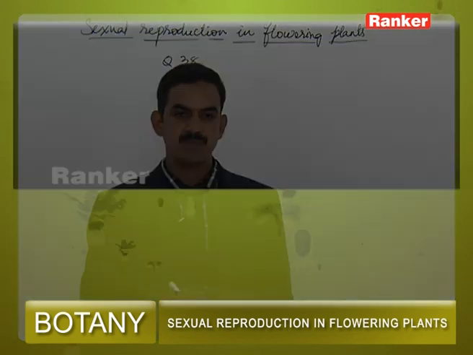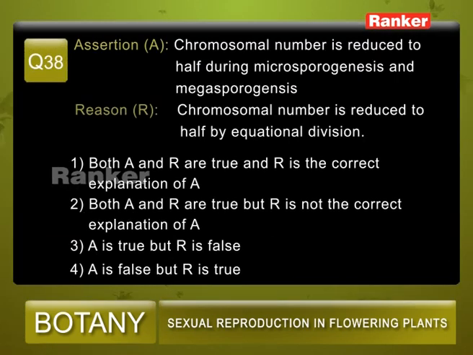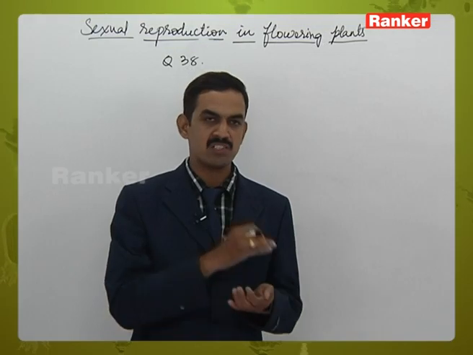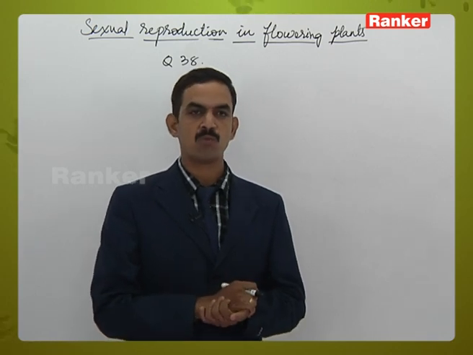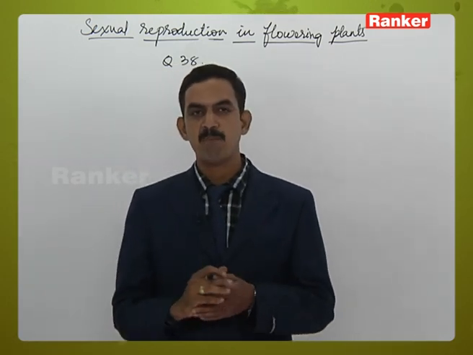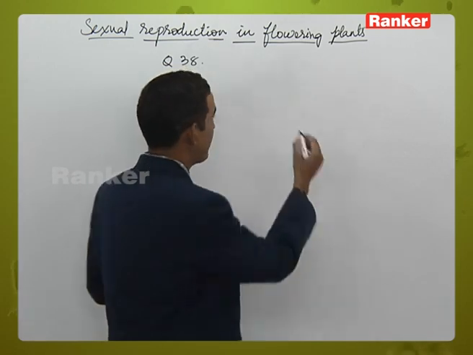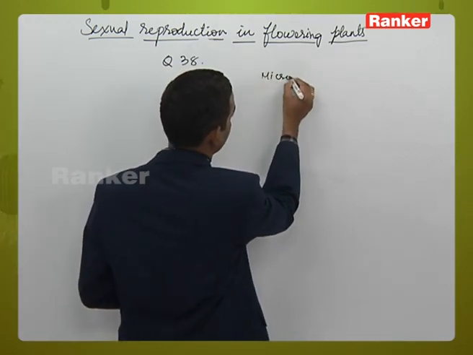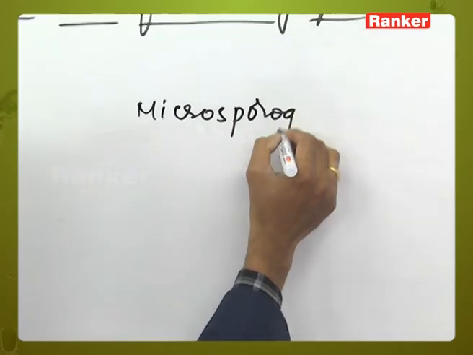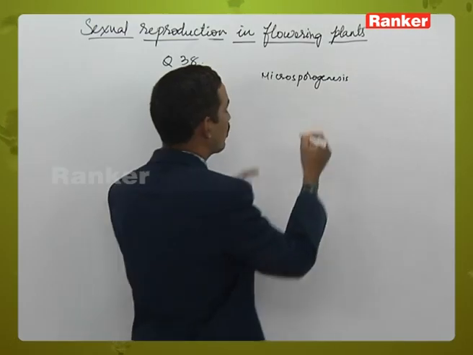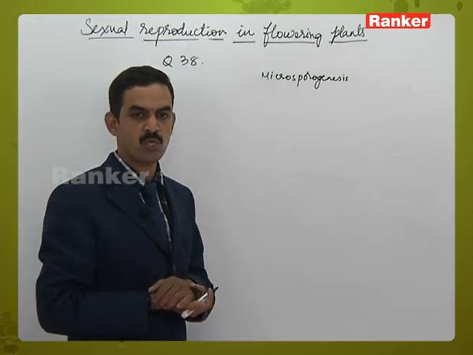Question number 38, assertion: chromosomal number is reduced to half during microsporogenesis and megasporogenesis. Reason: chromosomal number is reduced to half by equational division. Here the assertion statement is related to microsporogenesis and megasporogenesis. Let's come to microsporogenesis. What do you mean by microsporogenesis? It means the formation of microspores is called microsporogenesis.